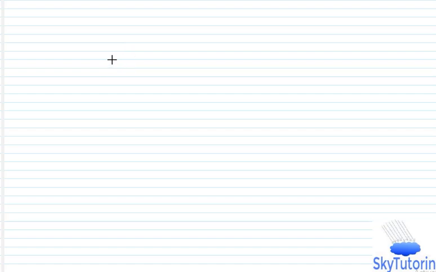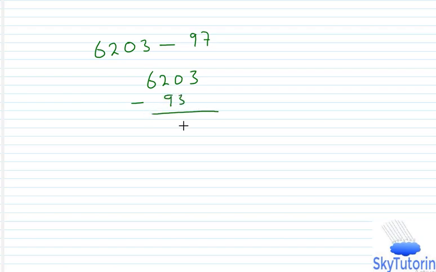Okay, so let's see another example. Let's say you are to subtract 97 from 6203. Now I will also be wrong if I say 6203 minus 97 like this. Why will I be wrong? You can see that I'm placing my unit term under what? Under the tens, which is completely wrong. And I'm placing my tens term under the 100th term. So it's completely wrong.